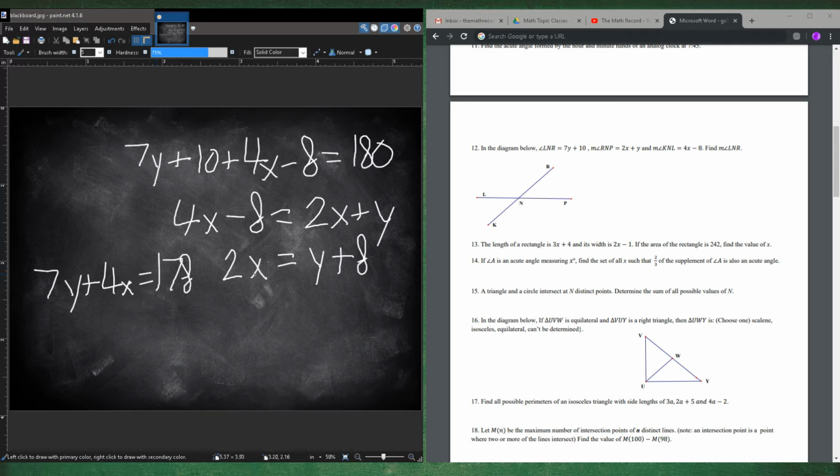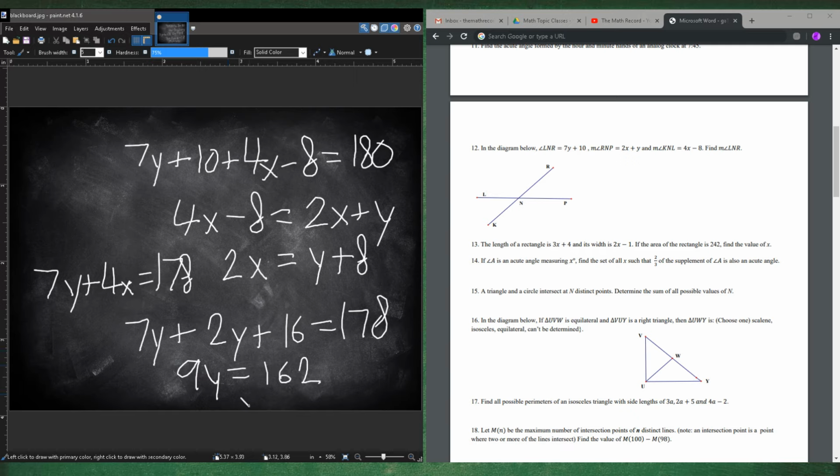So I'll substitute 2x back into here. So that's 4x, 2 times that, so that's 2y plus 16, and it equals 178. So 9y has to equal 162. So y has to equal 1, that makes 72, and that's 8. So y has to equal 18.